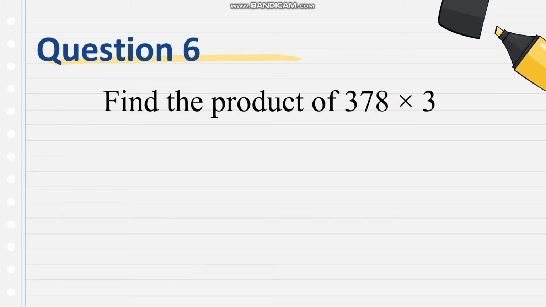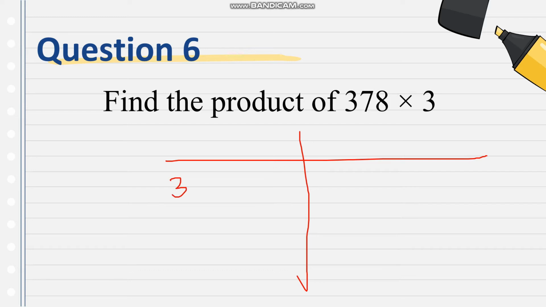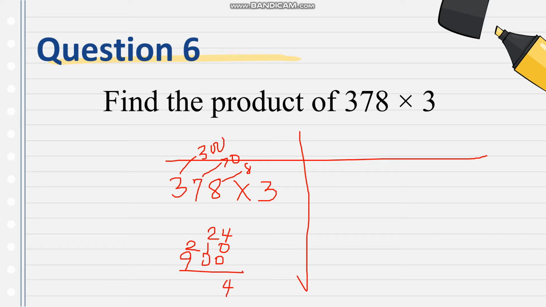Next, find the product of 378 multiplied by 3. In finding the product, you can use two strategies. It's up to you. You can use the partial product wherein you break the number, then multiply. For example, 3 multiplied by 300, then 3 multiplied by 70, and 3 multiplied by 8. So 3 multiplied by 8, that is 24. 3 multiplied by 70, that is 210. And 3 multiplied by 300, that is 900. Then add, this is 4, 3, 11, so 1134.